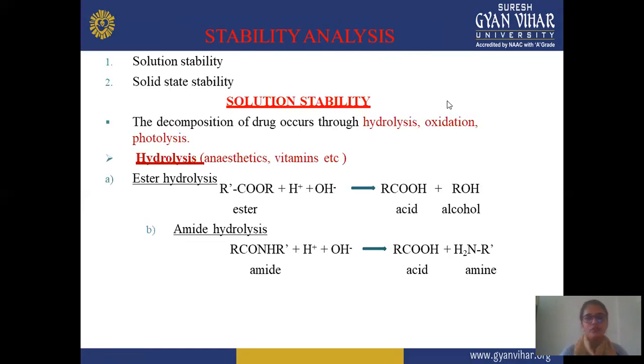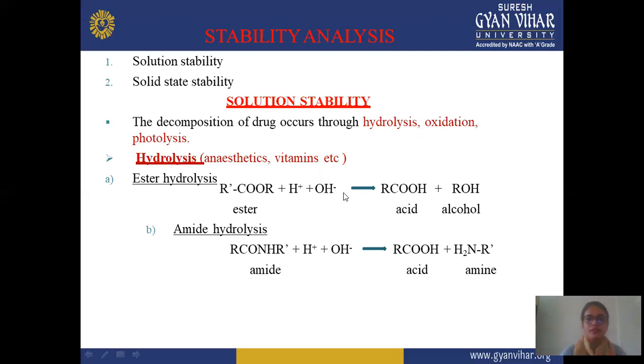Now we discuss stability study for solution and solid state stability. In solution stability, the decomposition of a drug occurs through hydrolysis, oxidation, and photolysis. These are the 3 types for solution stability study. In hydrolysis, examples are anesthetics, vitamins, etc.